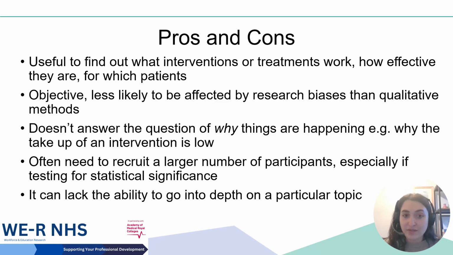In terms of the advantages of these methods, they're useful to find out what interventions or treatments work, how effective they are, and for which groups of patients. Quantitative methods are generally more objective and less likely to be affected by researcher biases than qualitative research methods. However, they don't necessarily answer the question of why things are happening. For example, why the take-up of an intervention is low. And this is where qualitative research can come in and could potentially be rectified by doing a mixed method study.